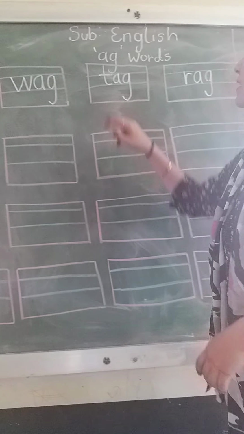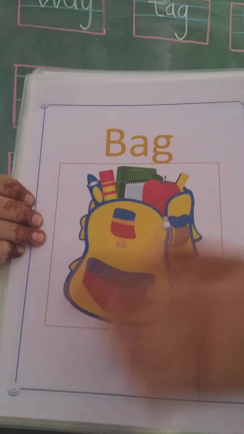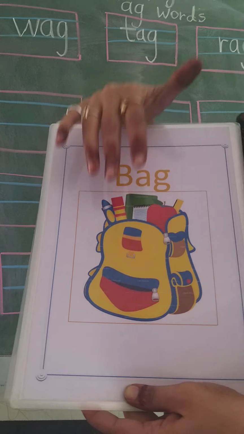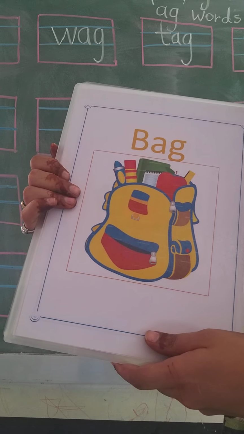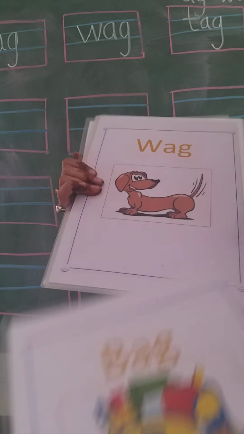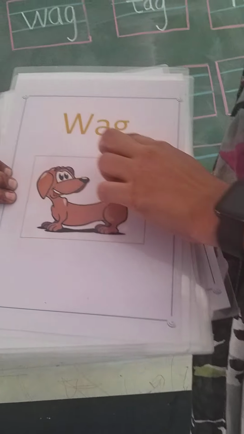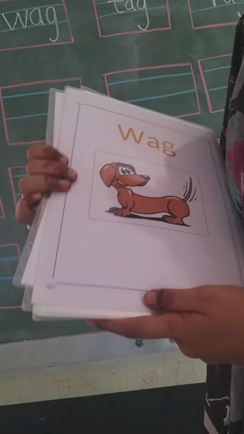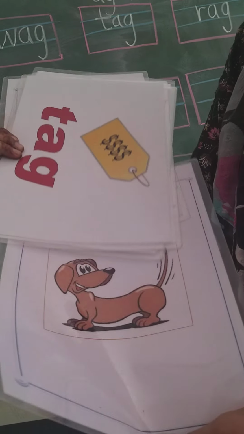Now today our topic is ag words. B-ag, bag. Bag means which we carry in the school, in which we keep our books, stationery, colors, lunch box, etc. W-ag, wag. Wag means the tail of the dog, which it shakes every time.